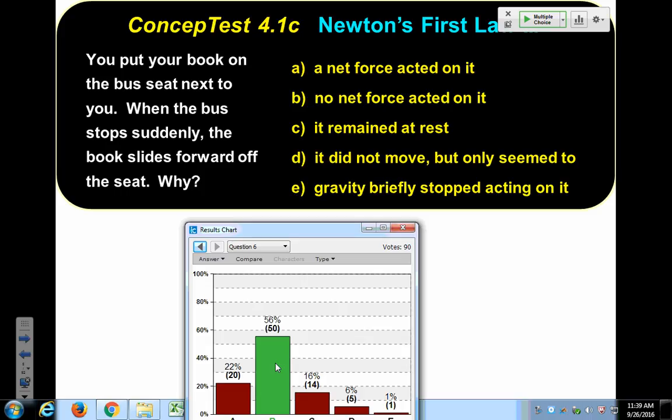Okay, B is right. No net force acted upon it. It was moving along at a constant velocity, and then it kept moving along at a constant velocity, even though the bus stopped. If it was going to stay on the seat, what would be the force that would likely act upon it? Somebody holding it, somebody put their hand out, or maybe friction between the seat and the book. Yeah, that would be a net force acting upon it.